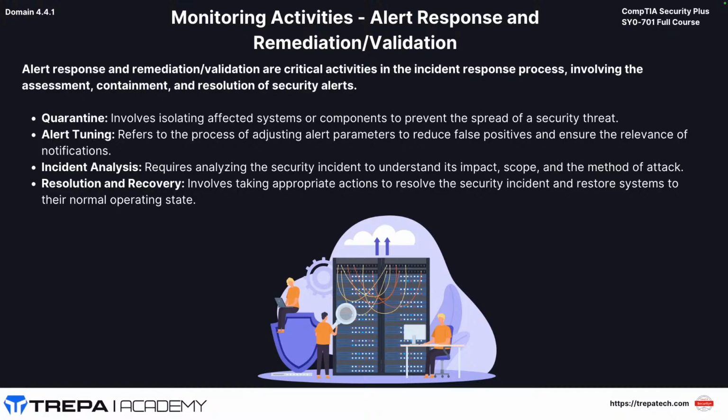And then validation. So alert response and remediation / validation are critical activities in the incident response process. So let's go over some of these. Quarantining. This involves isolating affected systems or components to prevent the spread of security threats. So that's like stopping worms or stopping a potential exploit from pivoting or doing lateral movement. Alert tuning. So this is the process of adjusting our alerting parameters to reduce false positives and ensure the relevance of notifications. Incident analysis. So this requires analyzing the security incident to understand its impact, scope, and method of attack.